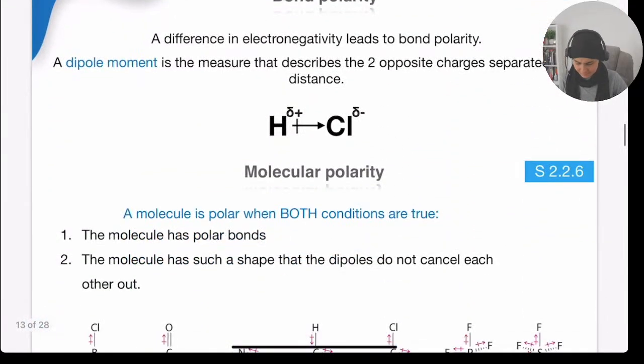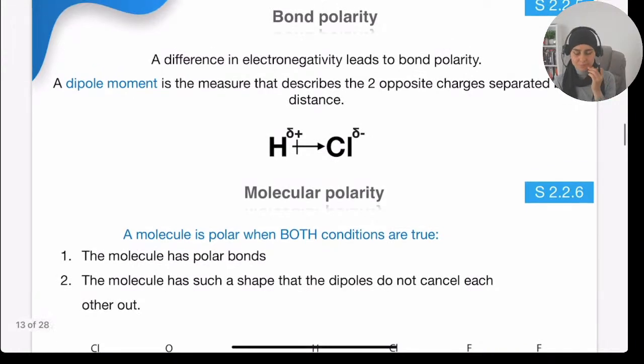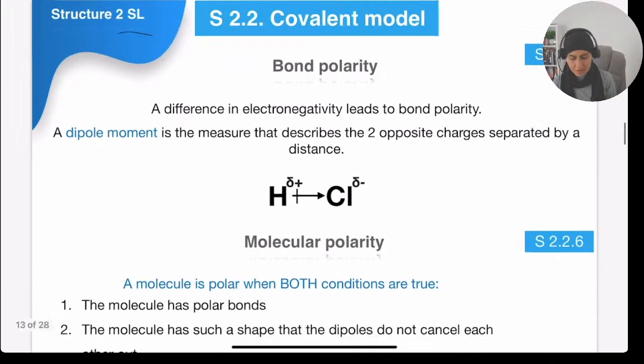Right. Next part is bond polarity. Okay, so we're halfway through and we are 1 hour in. Bond polarity: a difference in electronegativity in a covalent bond leads to a bond polarity. You have to be very careful with the questions. They might ask you about polarity of bonds or polarity of molecules. I'm now talking about bond polarity. The bond within a molecule may be polar. That's SL, by the way.